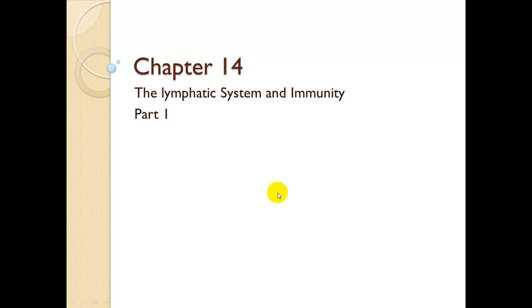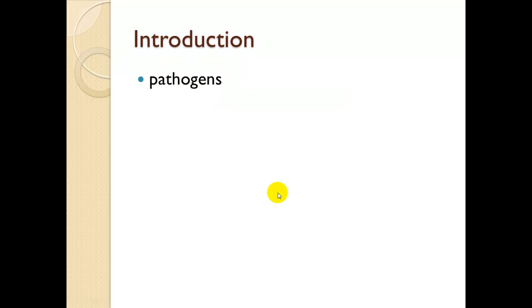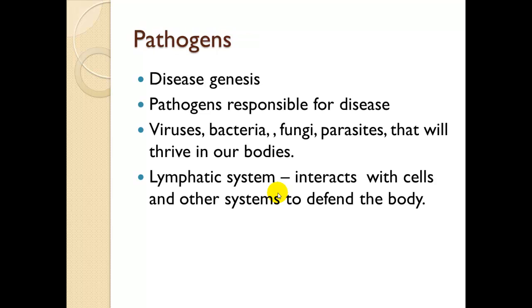All right, this is going to be Chapter 14, the Lymphatic System and Immunity, Part 1. And the first introduction we're going to talk about is pathogens. And pathogens pretty much are the development or disease genesis. Pathogens are responsible for disease.